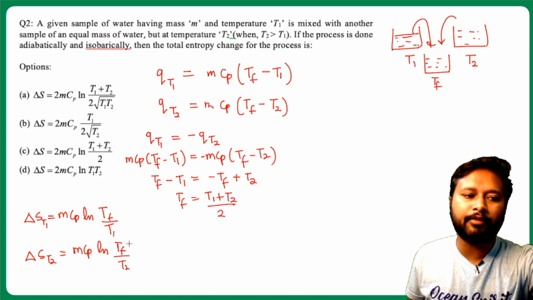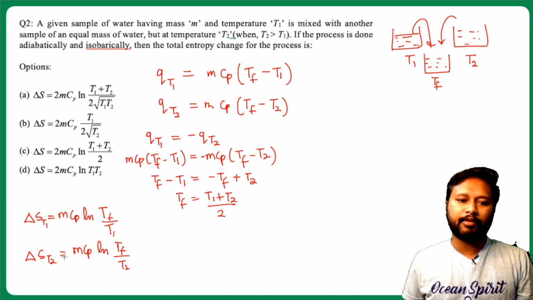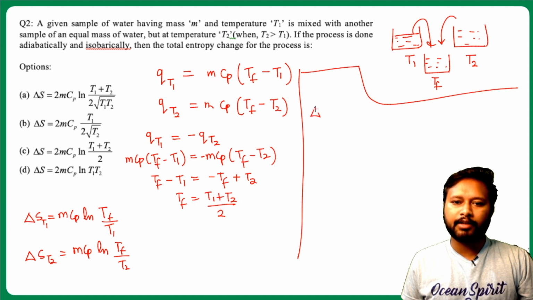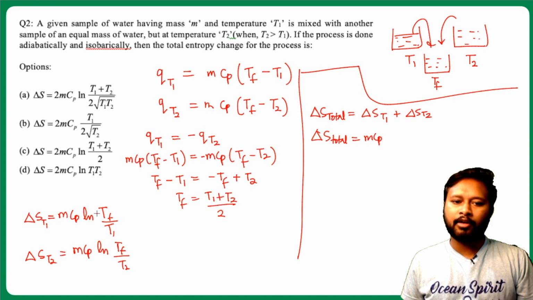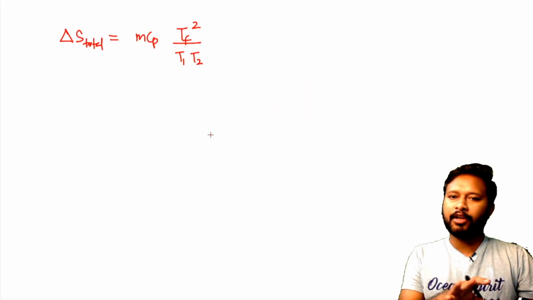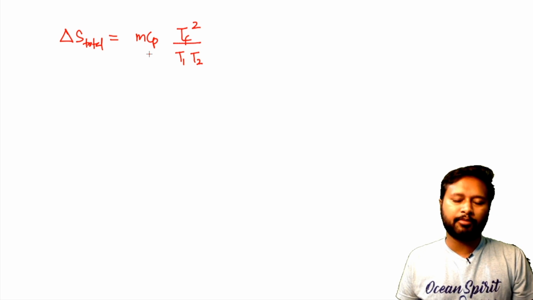Now you can substitute the value of Tf which you have just calculated and try to solve it, because the total entropy is what you have to calculate. So let's calculate the total entropy, delta S total. This will be delta S T1 plus delta S T2. Take the sum of both of them: m and Cp are constant, and in ln A plus ln B I'm going to apply directly, so it will be ln (A into B). So it will become ln (Tf squared divided by T1 T2). Now this is what I got as my delta S total. I'm just using another slide to make things clear to you.